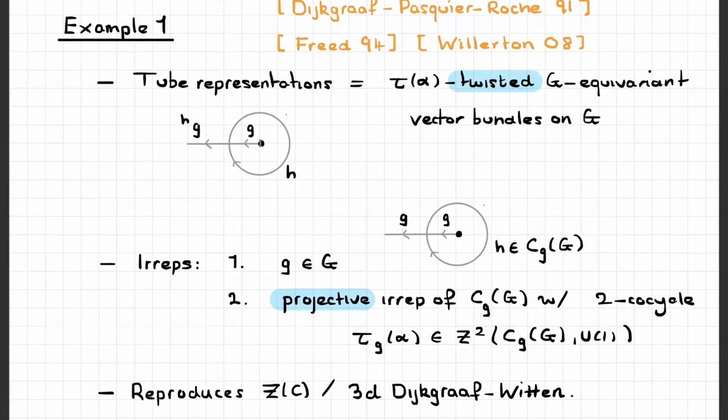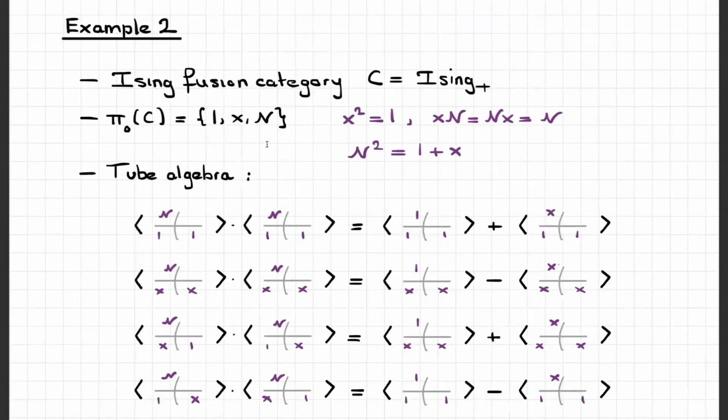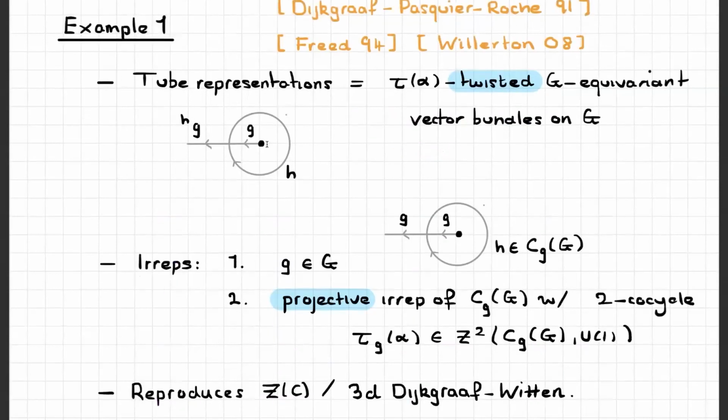So what's the idea? Well, we're just assigning a vector space of local operators to each group element. That's the vector space of local operators in a given twisted sector. And the group elements act by conjugation. So that gives you a G-equivariant structure on the vector bundle. But the action is slightly twisted.